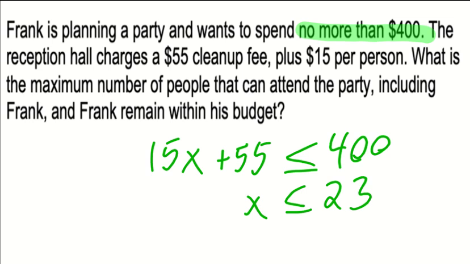It says, what's the maximum number of people that can attend the party, including Frank, and Frank remain within his budget, so he could have 23 people attend. So that's including him. So all he needs are 22 friends for his party. Okay? Now, if it said he wants to spend less than 400, then we would have to go 22 or lower. Any questions on that?